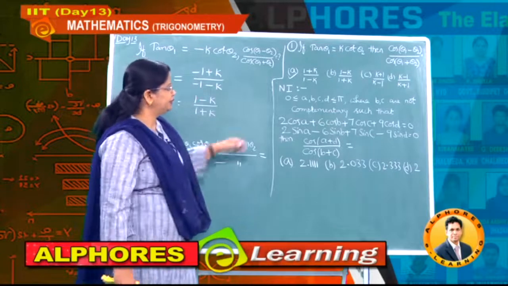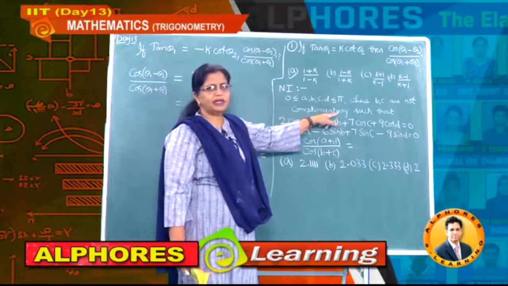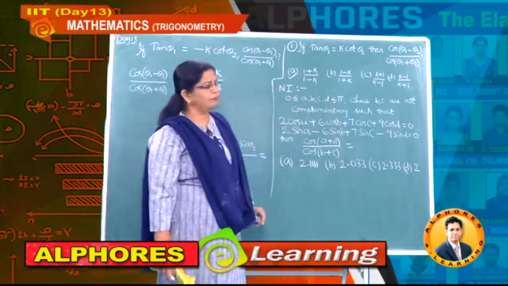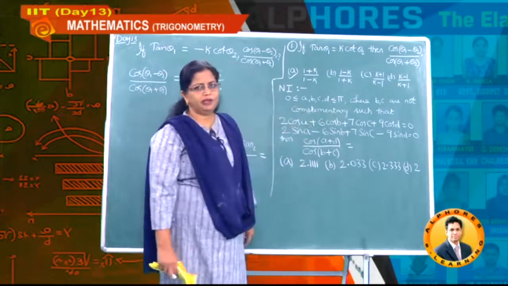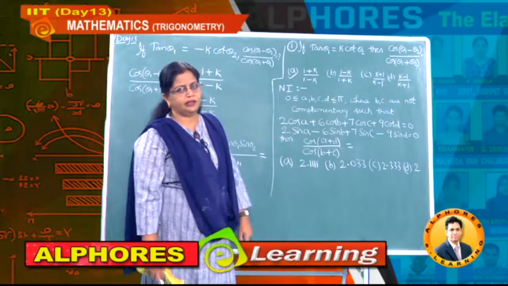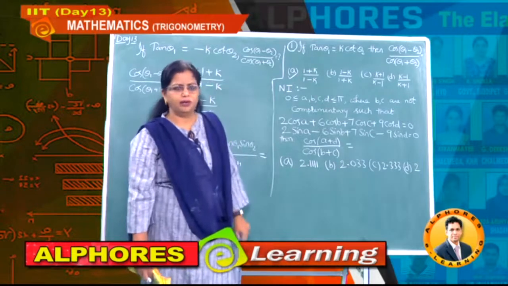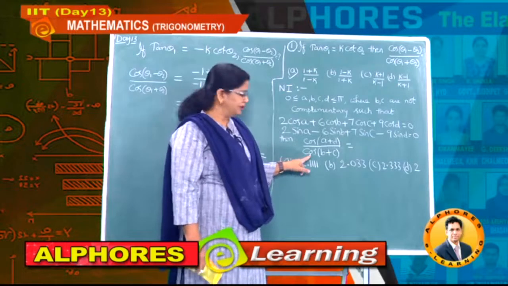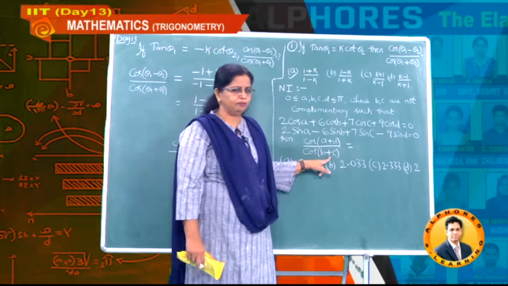Now observe what data is given. The angles are acute as well as obtuse, between 0 and pi, and after that they said B and C are not complementary. Why did they give such a condition? Why specifically did they mention that B and C are not complementary? Because in the denominator of the problem, what value did they give? Cos of B plus C.